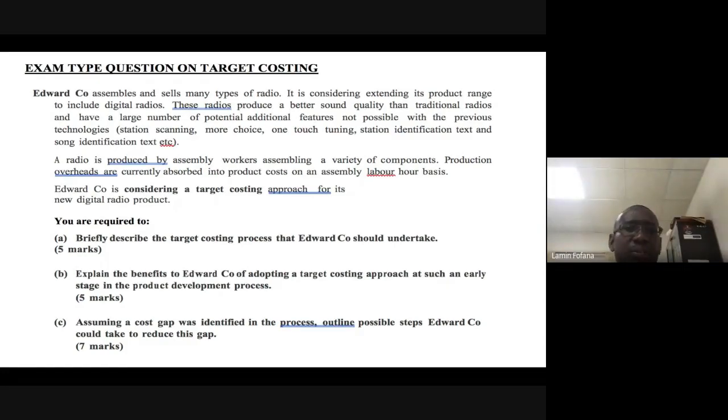They say a radio is produced by assembly workers assembling a variety of components. Production overheads are currently absorbed using da. So it's talking about assembly workers. So how can you reduce labor costs relating to assembly workers? How can you? This is part of part C, reducing the cost gap.